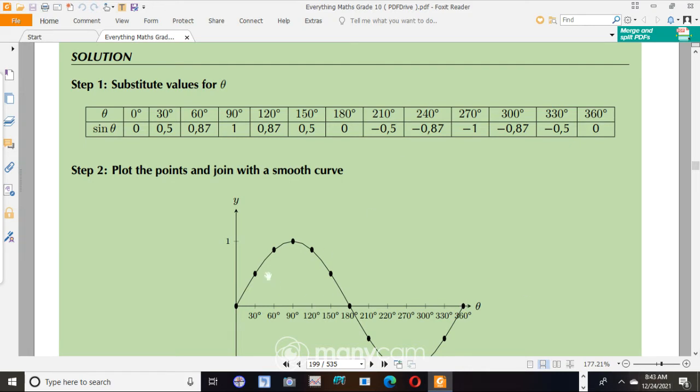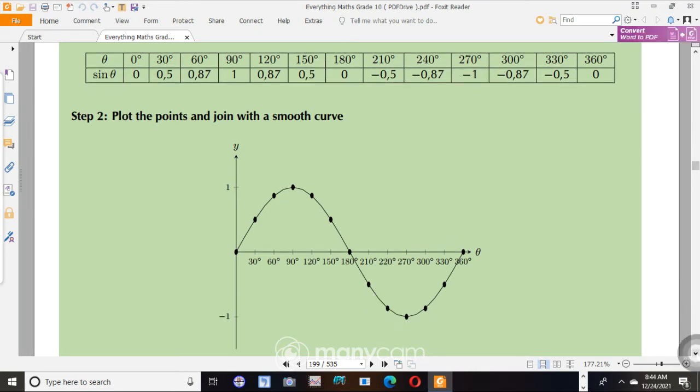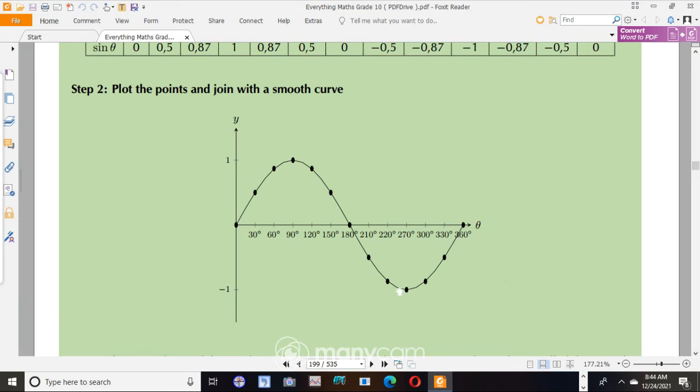So the maximum value here is 1. No value is greater than 1 here. The minimum value is -1. So from -1 to 1. So the sine curve has a maximum of 1 and a minimum of -1.